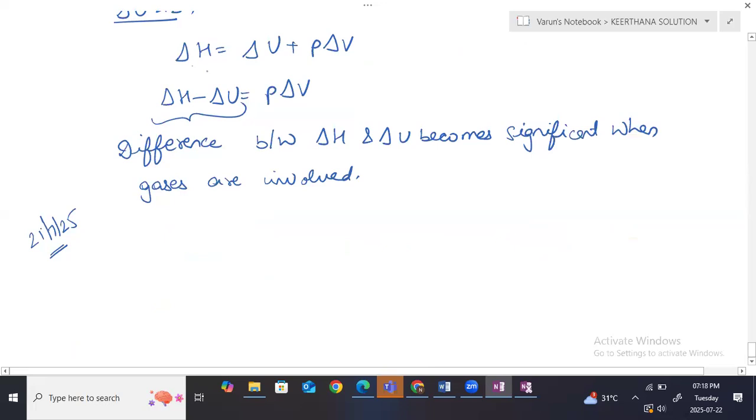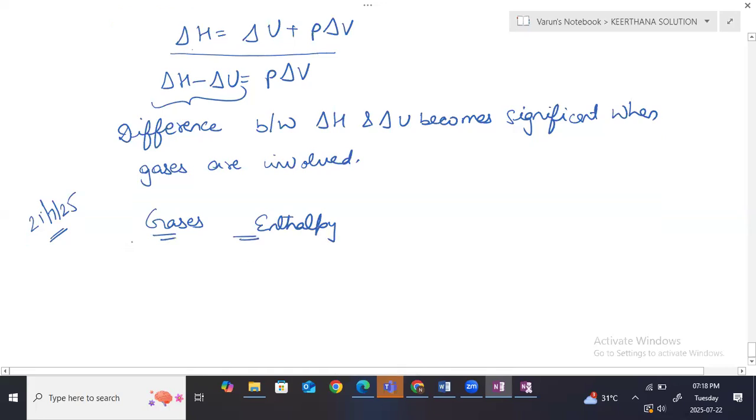Am I audible? Yes, ma'am. So we have formulated a formula for enthalpy: delta H is equal to delta U plus P delta V. This is our general formula that we can apply for solids, liquids or gases. But if we have a case of gases only, we have a specific formula for enthalpy. What is that formula?